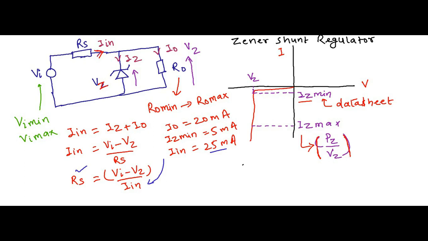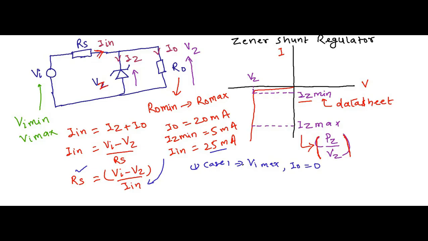So let us understand the two cases. The first case, case number one: let's say you have Vi max, the maximum input voltage, and your I naught equals 0. Your input voltage is maximum and your load current is 0.